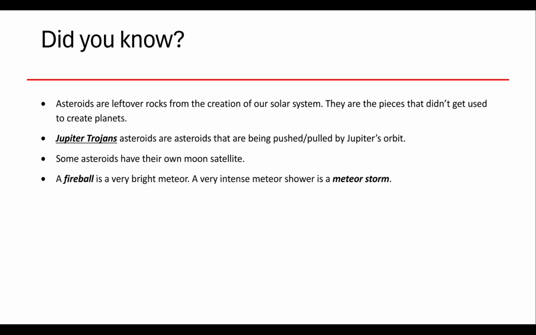Okay, now, these asteroids are leftover rocks from the formation of our solar system. And when all of the rocks were gobbled up to make the planets, anything that was left is what became an asteroid. Okay? And Jupiter Trojan asteroids are being pushed or pulled by Jupiter's orbit. Some asteroids even have their own satellites. And we had this occur where NASA visited one recently. And we'll talk about this in the next couple of days in class. Okay? And a meteor shower is just where we have lots of meteors entering or crossing through the Earth's atmosphere. Generally, they're small and they burn up in the atmosphere before they have any chance to hit the ground.